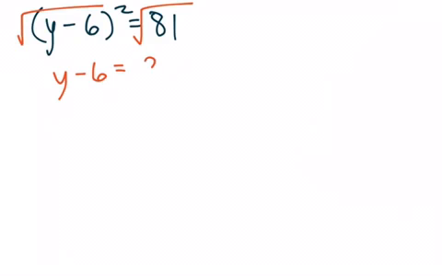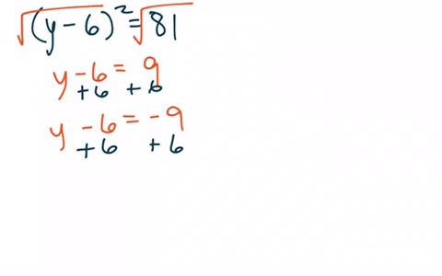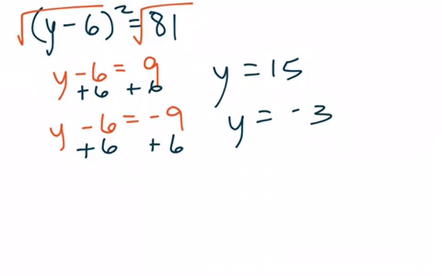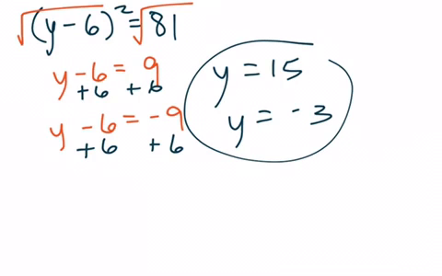The square root of 81 is 9. Now, you have to keep in mind, 9 times 9 is 81, but negative 9 times negative 9 is also equal to 81. So we also have y minus 6 is equal to negative 9. Then, very simply, we're going to solve that. Add 6 to both sides, and we get y is equal to 15, and y is equal to negative 3. 2 solutions. All right, and there you have it. Dealing with perfect square trinomials.